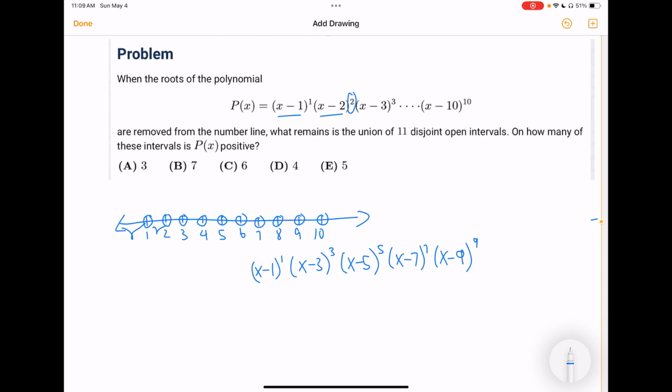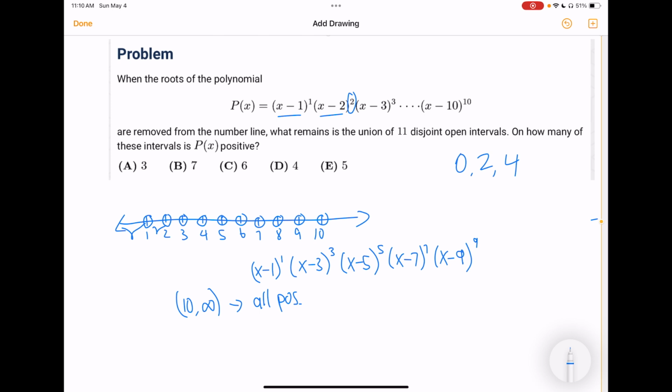To make a function positive, especially when these are all multiplication, we need to have an even number of negative expressions. So that means we can have 0, 2, or 4 negative expressions. We can first just focus on the interval of 10 to positive infinity. From 10 to positive infinity, all of these are positive.